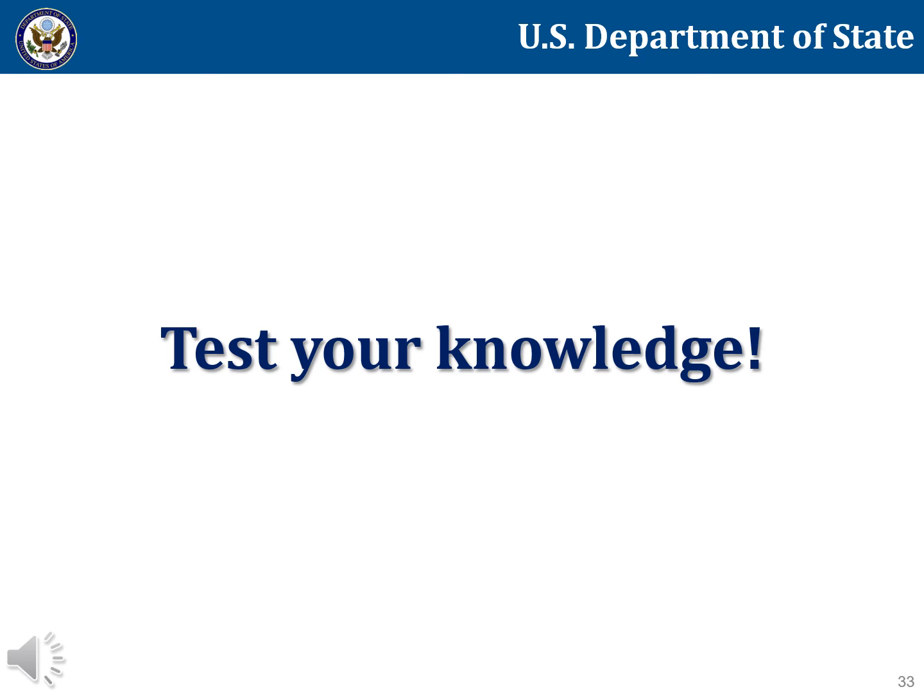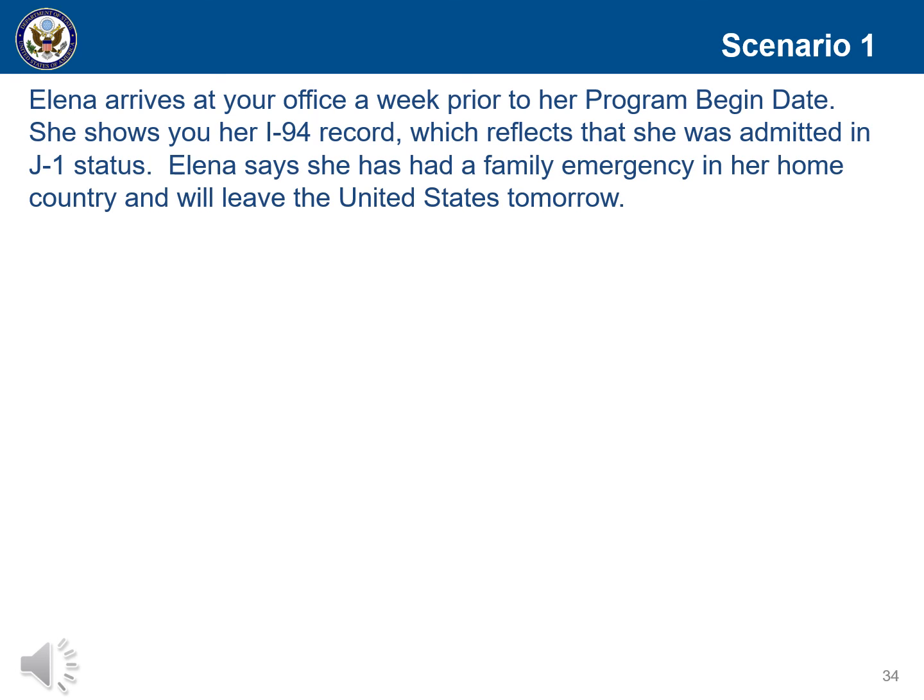Let's review some potential scenarios to test your knowledge of the program conclusion functions. Elena arrives at your office a week prior to her program begin date. She shows you her I-94 record, which reflects that she was admitted in J1 status. Elena says she has a family emergency in her home country and will leave the United States tomorrow. What should you do?